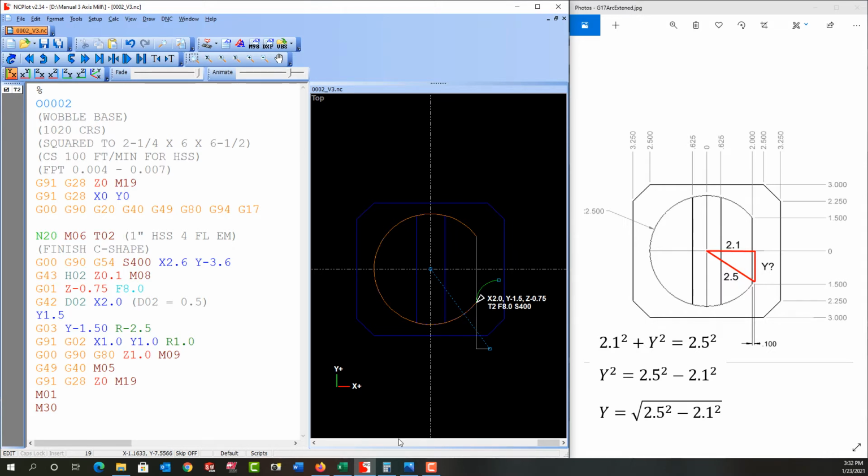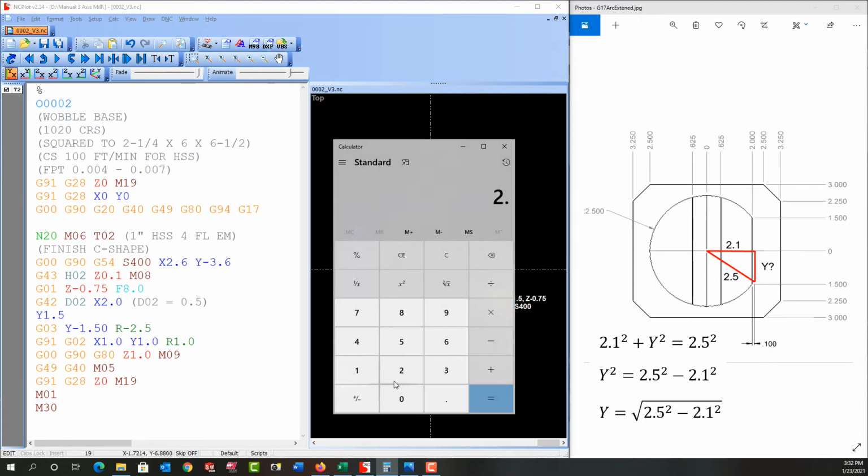So to do that, I'll open up the calculator and I'll enter 2.5 squared minus 2.1 squared. And I get the answer, and then I'll take the square root. So the distance from the 0 down in the y, when we arc off 100 thou in the x, will be 1.3565. So if I extend this 100 thou, this will be my y.